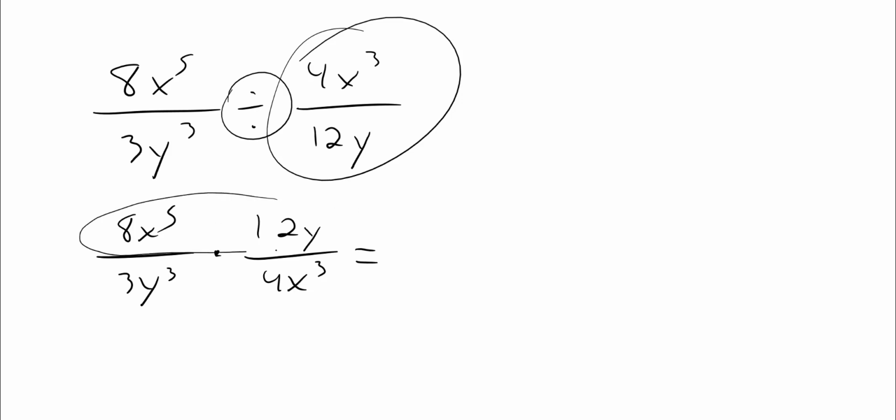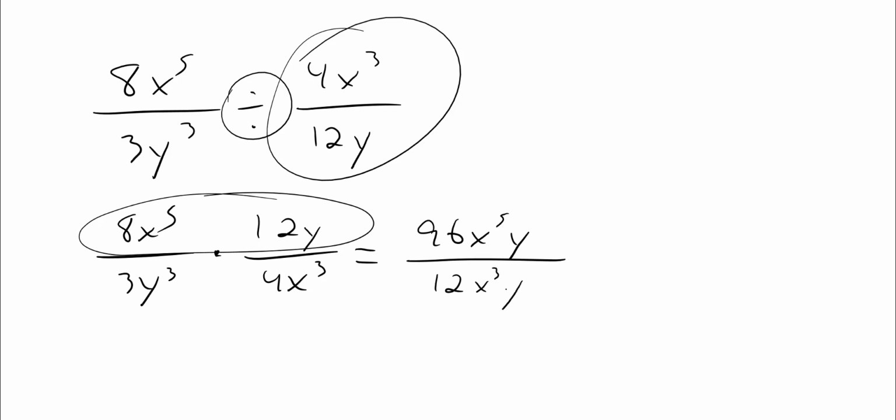If I just combine this top together, I get 96 x to the 5th y, and on the bottom I get 3 times 4 is 12 x cubed y cubed. Okay, so if you type in 96 divided by 12 and you use your calculator, hit the fraction button, whatever, you get 8. So the 8's just on top. There's no fractions, so this is 8.